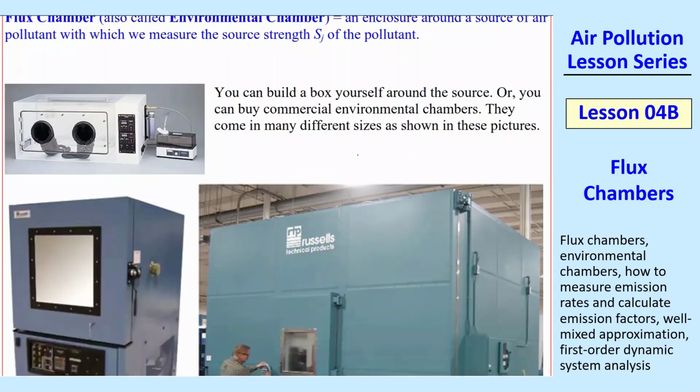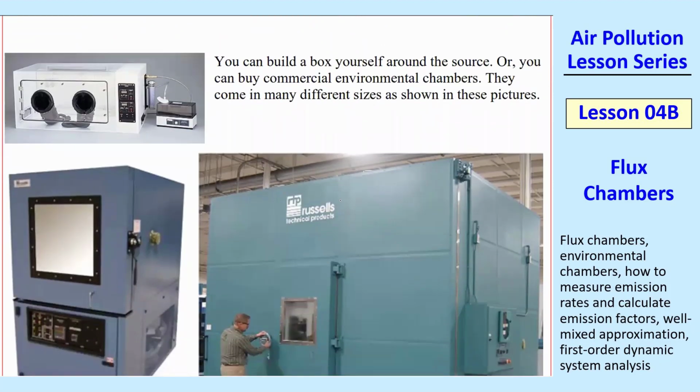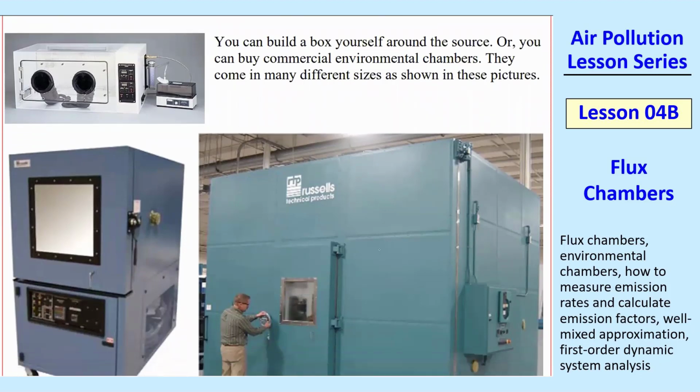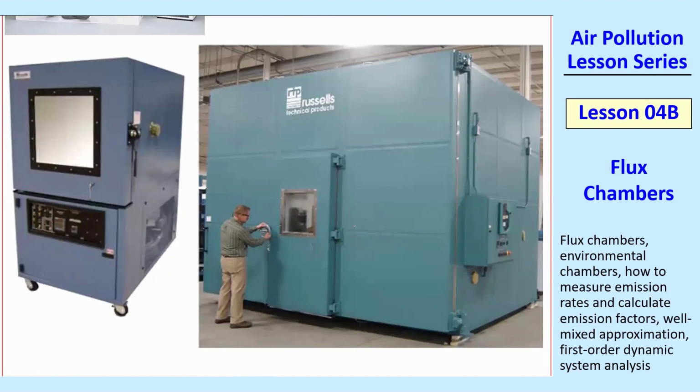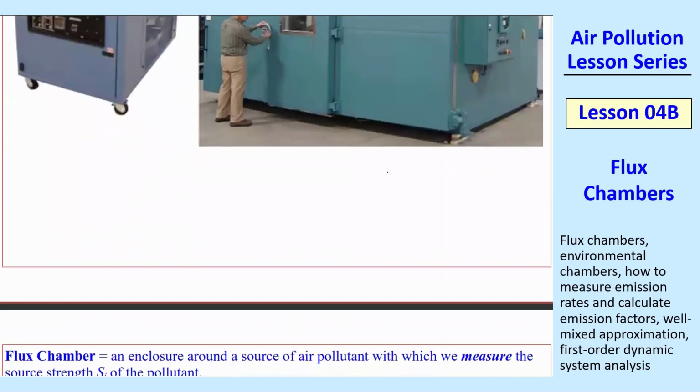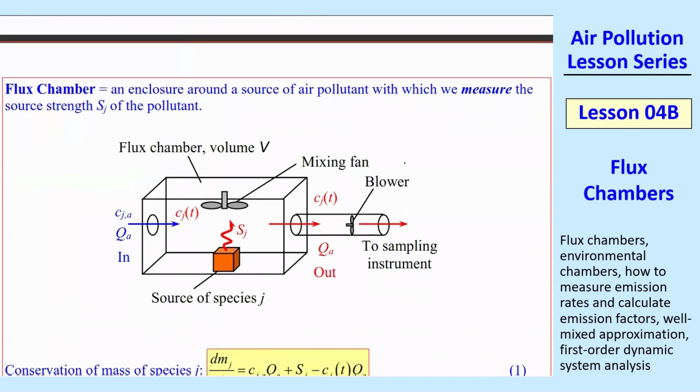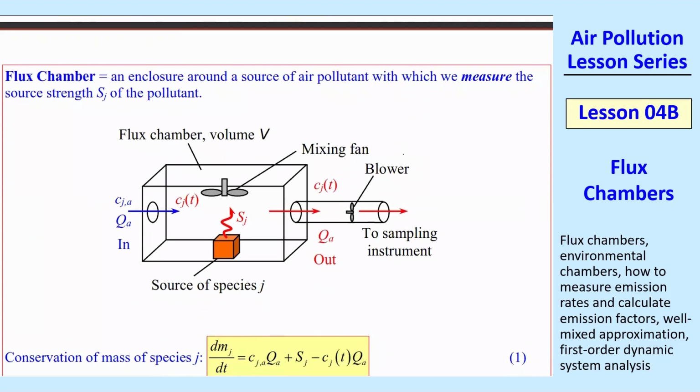They can be tiny, like the one on the left there. You can build a box yourself, or you can buy commercial ones. Here's an intermediate one on the left, and then a big one. There's a man for scale, like a whole room. They're basically just a box, so any enclosure around a source can be used as a flux chamber.